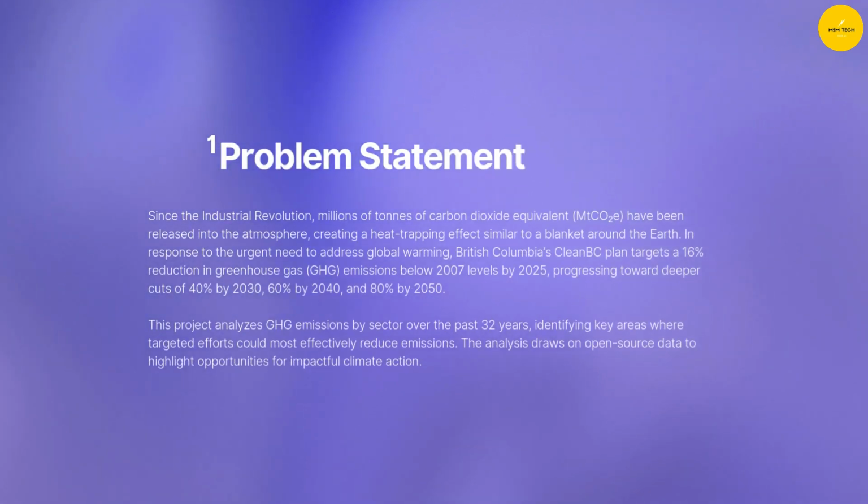Problem statement. For those of you that don't know, since the Industrial Revolution, millions of tons of carbon dioxide equivalent, or MtCO2e, have been released into the atmosphere, creating a heat trapping effect similar to a blanket around the Earth. In response to the urgent need to address global warming, BC's CleanBC plan targets a 16% reduction in greenhouse gases below 2007 levels, progressing towards a deeper cut of 40%, 60%, and 80% in the decades to come.